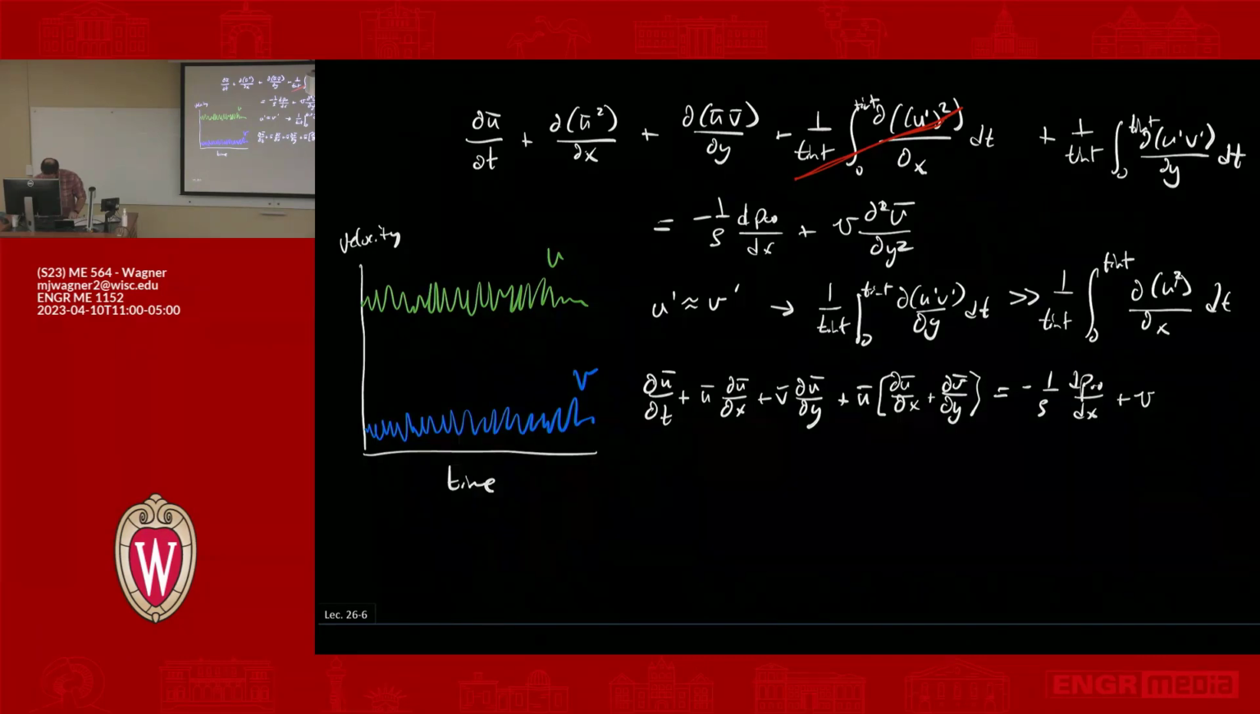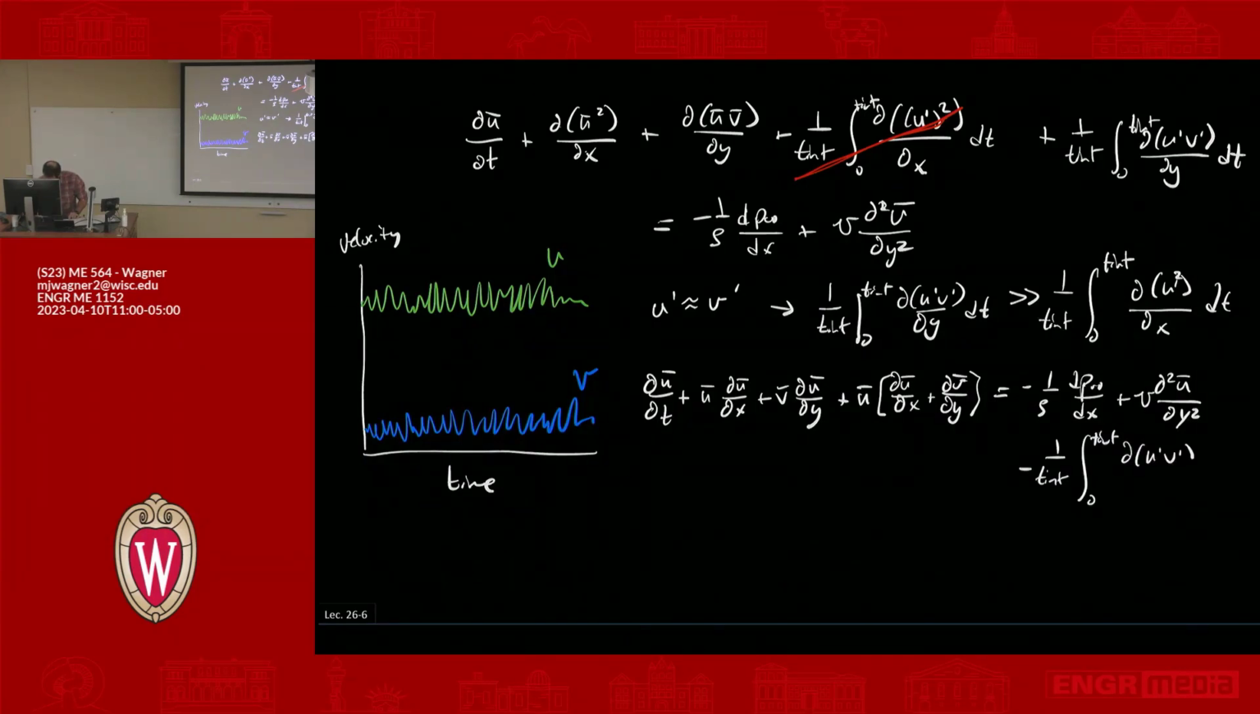nu times the second derivative of u bar with respect to y, minus, and the last thing here, which is 1 over t int, the integral from 0 to t int of the partial of u prime v prime with respect to y dt. So, okay, we've done just a little bit more manipulation, but this is a step closer to being useful.